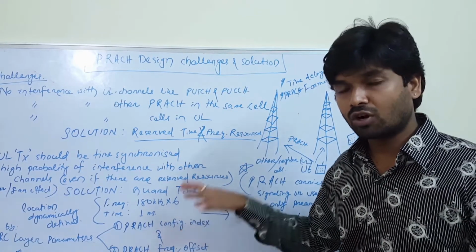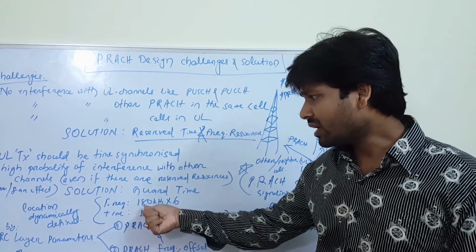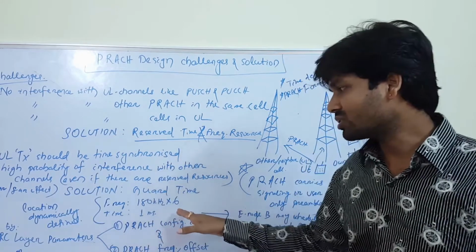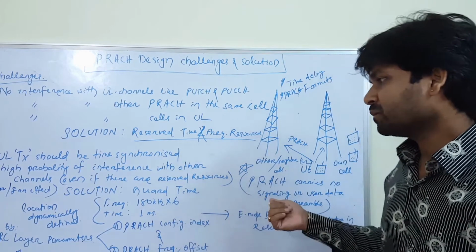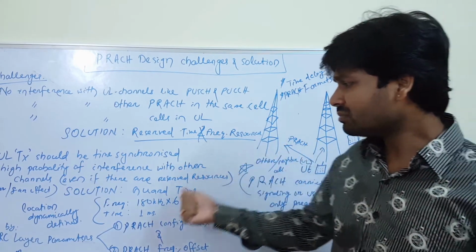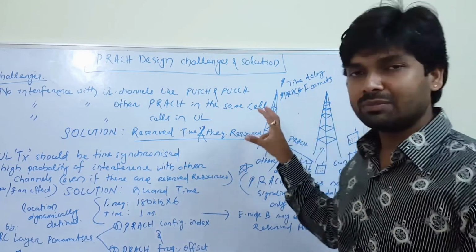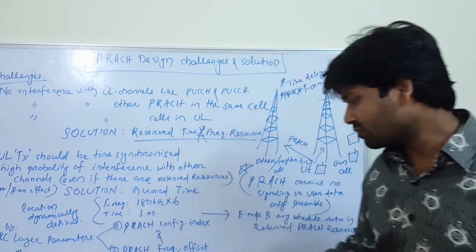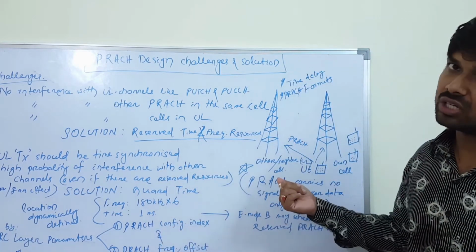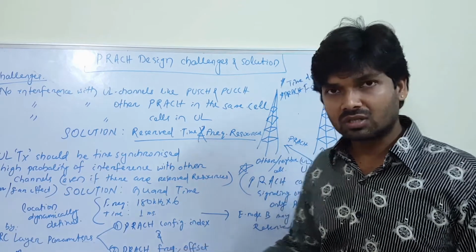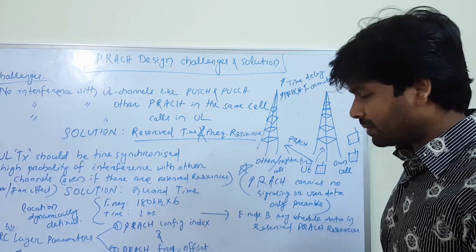We have 6 resource blocks for the uplink PRACH transmission. So 180 kilohertz times 6. So 6 resource blocks for the uplink PRACH transmission, and the time is 1 millisecond. How they are placed in the frequency and time grid can be obtained by the UE from the system information. That is 2 RRC layer parameters: one is the PRACH configuration index and the other is the PRACH frequency offset. This is a very important topic, and I hope you really understood and enjoyed it.